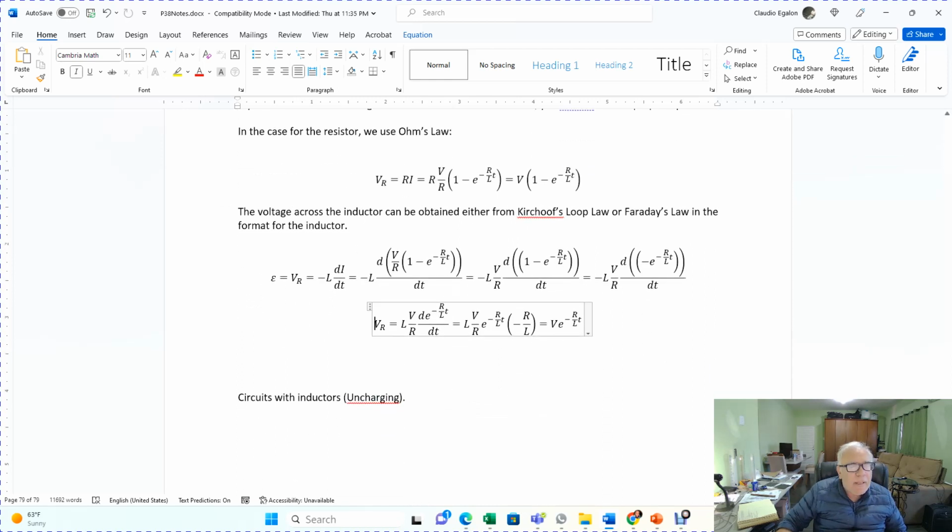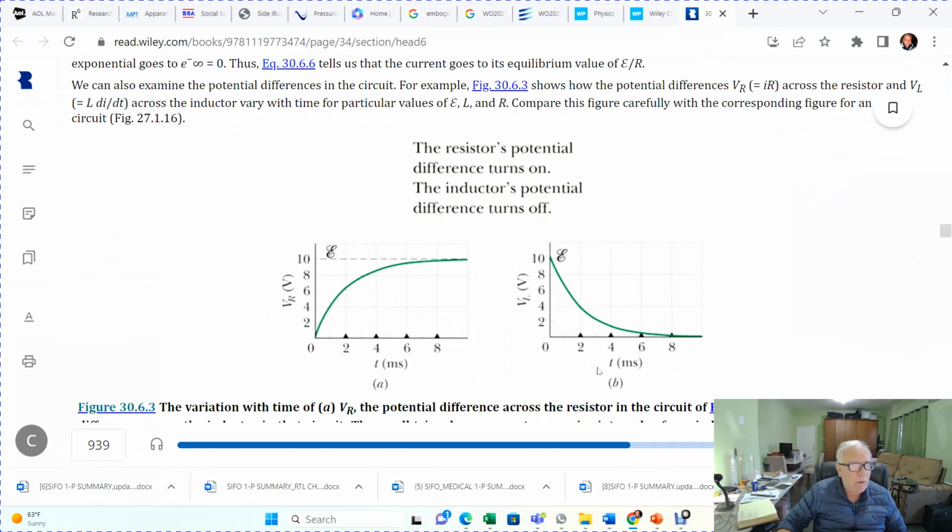And note, see that what you have right in here coincides with what you have in our book. It starts with the voltage provided by the power supply and decreases exponentially. So that's the way to get that.